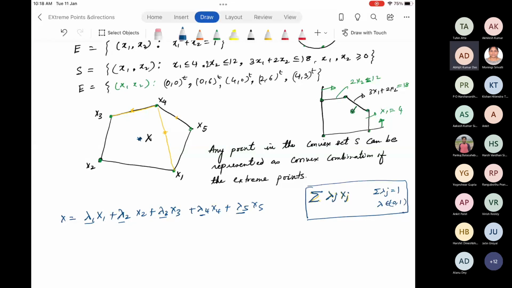Sir, I can try to give one intuitive answer to this. Abhijit, let's use pen and paper and then we will discuss the intuitive answer. Okay, sir. First let's see how to do it mathematically.